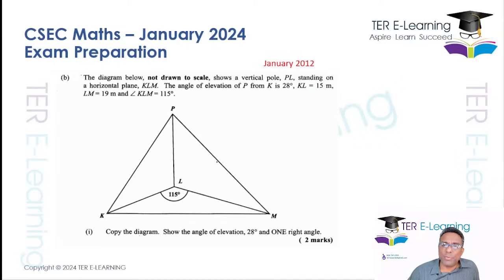So we have a vertical pole PL standing on a horizontal plane KLM. The angle of elevation of P from K, so that's here, is 28 degrees. So this here is 28 degrees. That's this angle here. LM is 19 meters. I'm just putting in some numbers here. They give us that angle is 115.